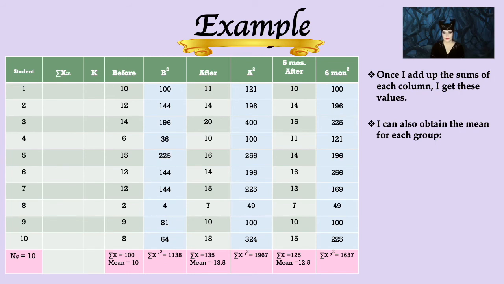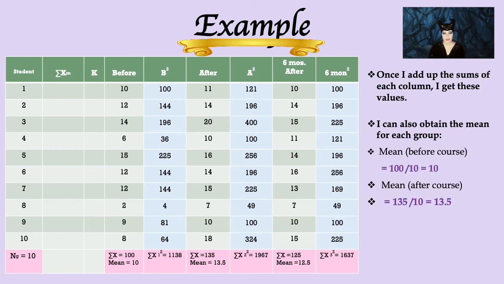So remember, the formula for the mean is the sum of x over n. Because each group had 10 participants, my n is going to be 10. So I'm going to take 100 divided by 10, and that's going to give me 10. I'm going to take 135 divided by 10, that's going to give me 13.5. And I'm going to take 125 divided by 10, and that will give me 12.5. So I have so far calculated the sums for each group, and now I've also calculated the means.